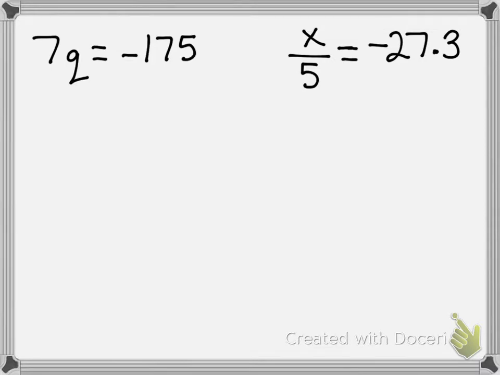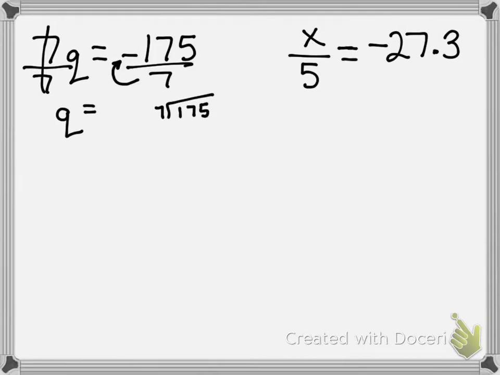7q equals negative 175 is a multiplication equation, so we do the inverse, which is dividing. We divide both sides of the equation by 7 to keep it equal. 7 divided by 7 is going to be 1q, so we just write down q. On the other side, we need to divide negative 175 by 7. So 7 into 175. 7 goes into 17 two times. 2 times 7 is 14.